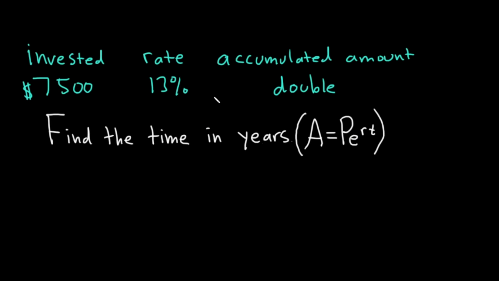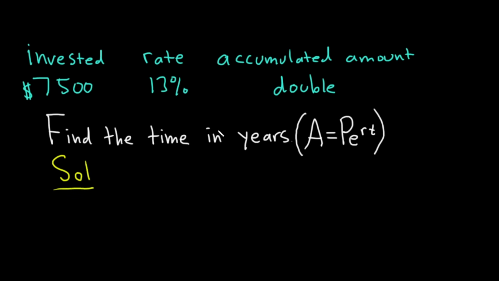Hi, in this problem, we are being asked a very interesting question concerning continuously compounded interest, and we're given the formula, which is A equals P times e to the rt. So we're told the amount invested, which is $7,500, the interest rate, which is 13%, and we're told that the accumulated amount is double what we start with. So let's go ahead and find the time in years required for this to happen.